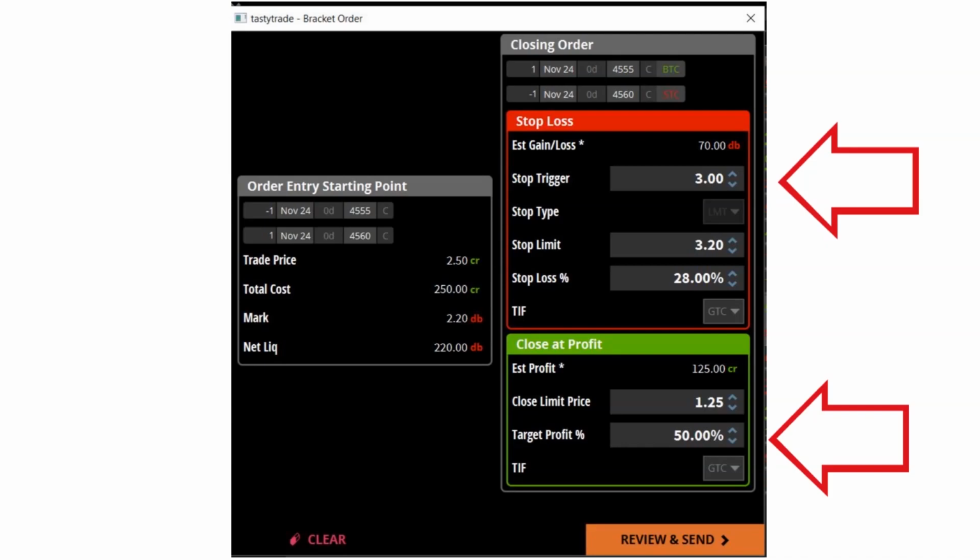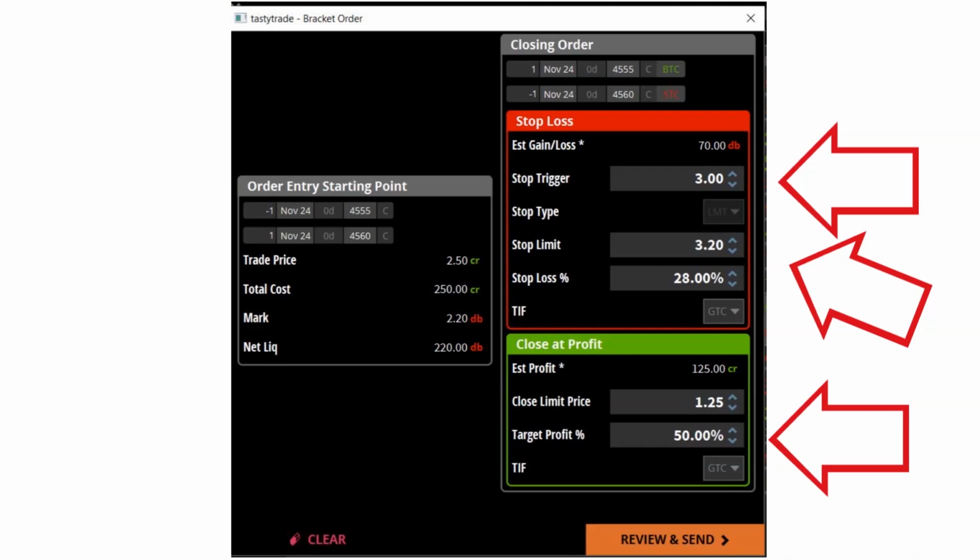However, I have a stop limit at $3.20 just in case it gaps up quickly and is not able to be filled at the $3. It will fill all the way up to $3.20. Remember, since we sold the call credit spread, we collected $250 right when the order was placed. And if we hit the stop and close at $3 debit, we pay $300. So overall, for that trade, we would then lose the $300 paid to close minus $250 collected. So we would lose $50.